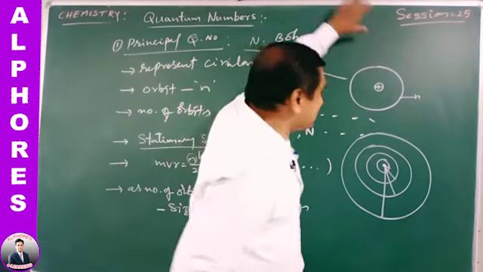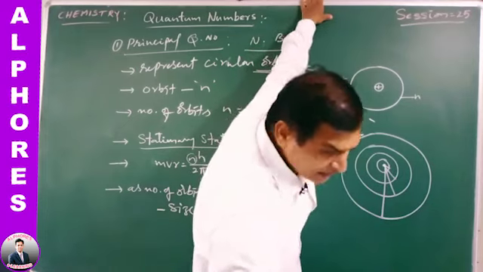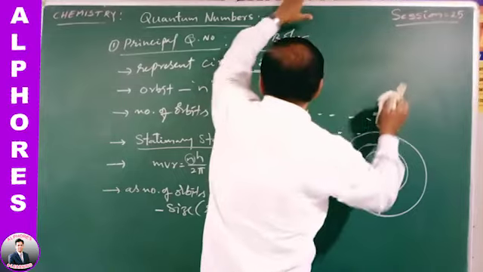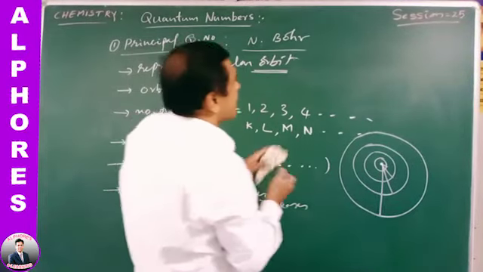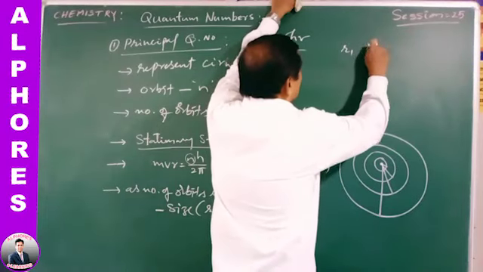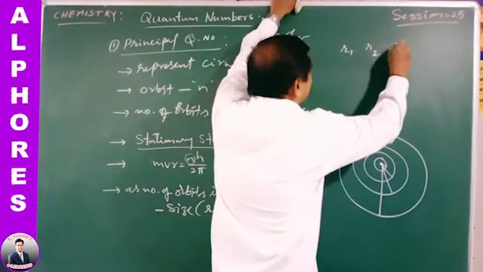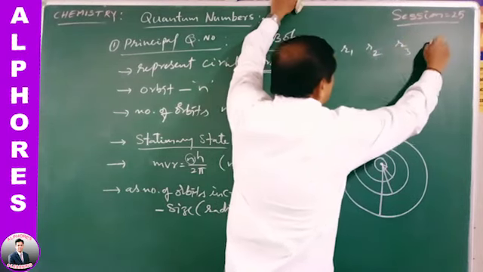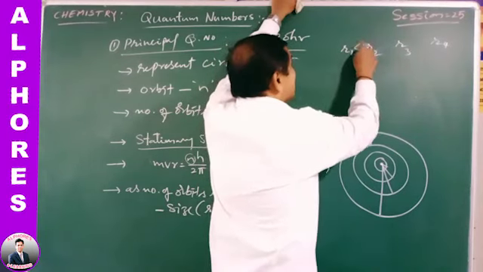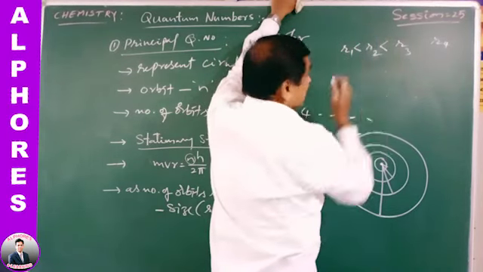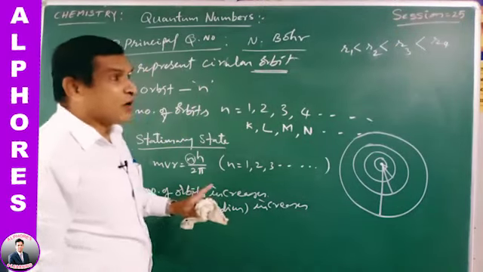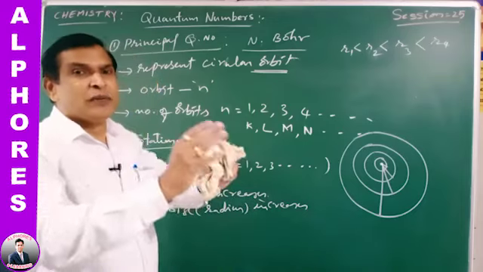Radius of the first orbit is r1. Radius of the second orbit is r2. Radius of the third orbit is r3. Radius of the fourth orbit is r4. What is the relation between them? Radius of the first orbit is less than the second orbit, second orbit radius is less than the third orbit, third orbit radius is less than the fourth orbit. That means as the number of orbits increases, the radius of the orbit increases.